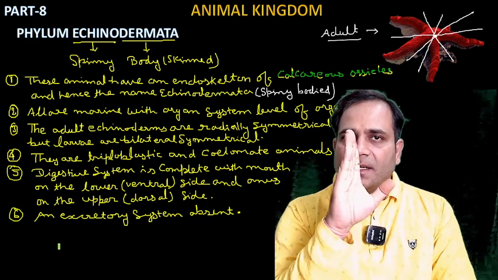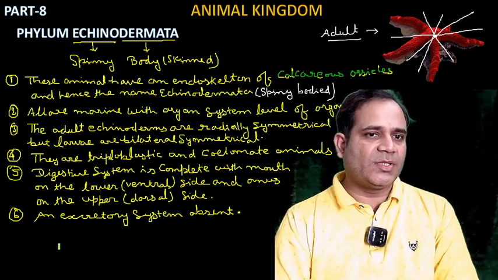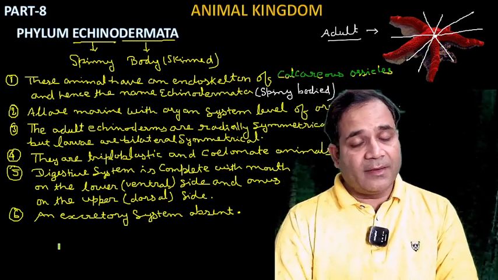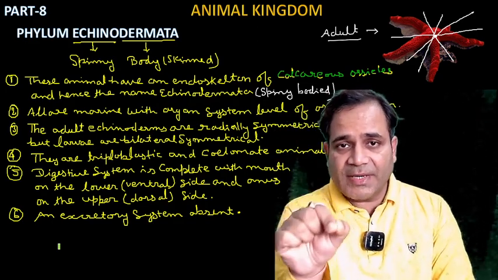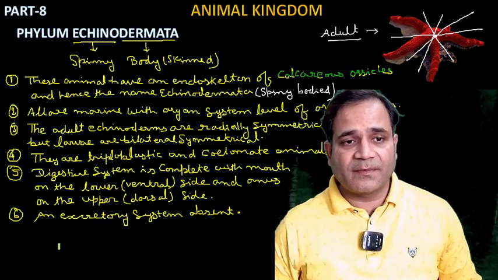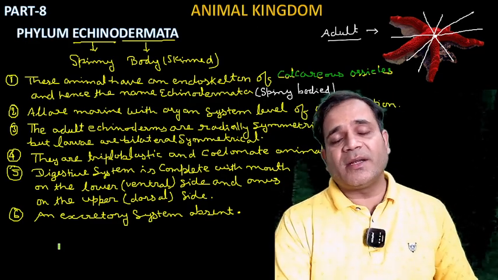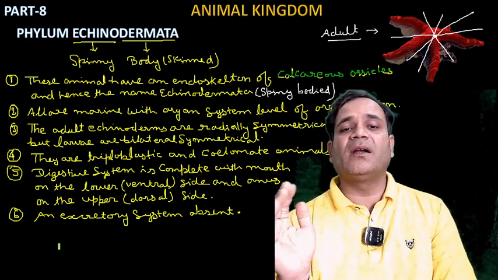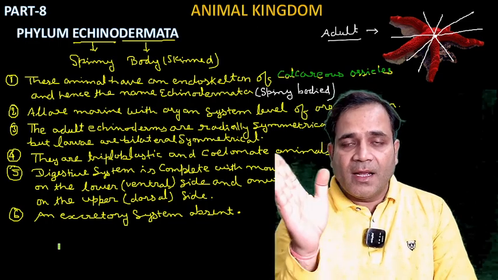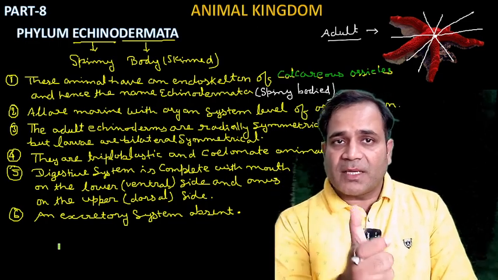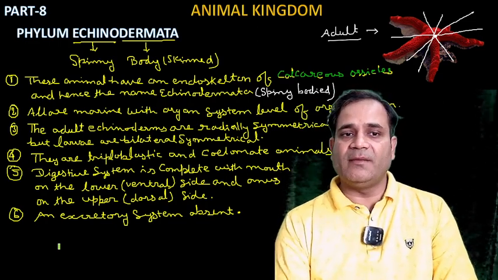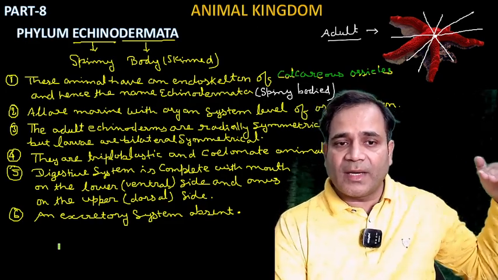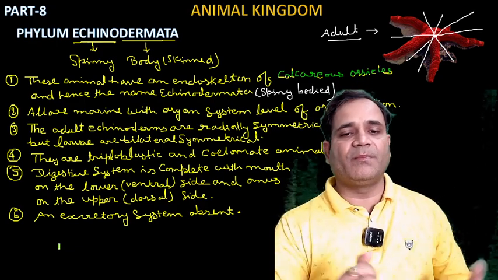All are marine with organ system level of organization. Third point: adult echinoderms are radially symmetrical. Radially symmetrical means when we cut through the center, they divide into many equal halves. Very important: adult echinoderms are radially symmetrical, but the larvae are bilaterally symmetrical. The germ layer is triploblastic and they are coelomate, with a true body cavity. The digestive system is complete, with the mouth on the ventral side and the anus on the dorsal side.